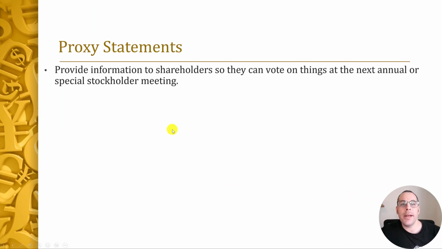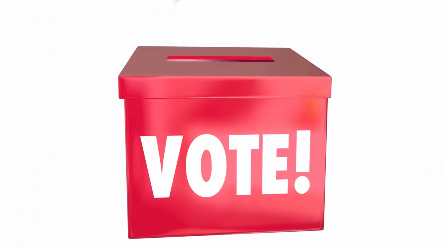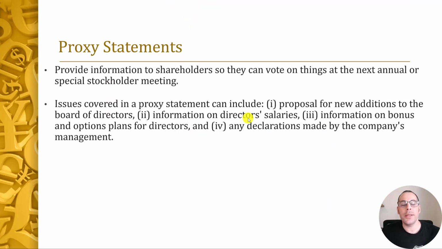Proxy statements provide information to shareholders so they can vote at the next annual meeting. If you own common stock in a company, you get to vote on things. You get to vote on the next board of directors, for instance. Usually it doesn't matter, because there's always an investor that owns at least half the company's voting shares, so it's really their vote that counts. All the other votes don't matter.